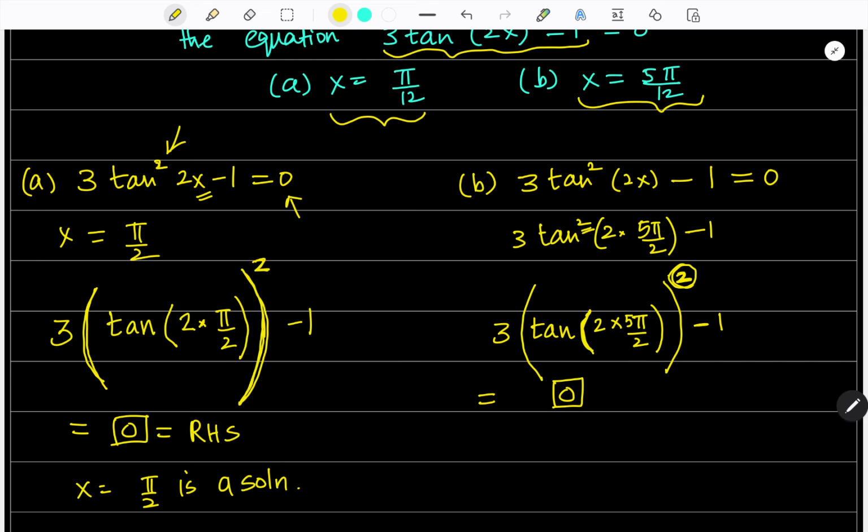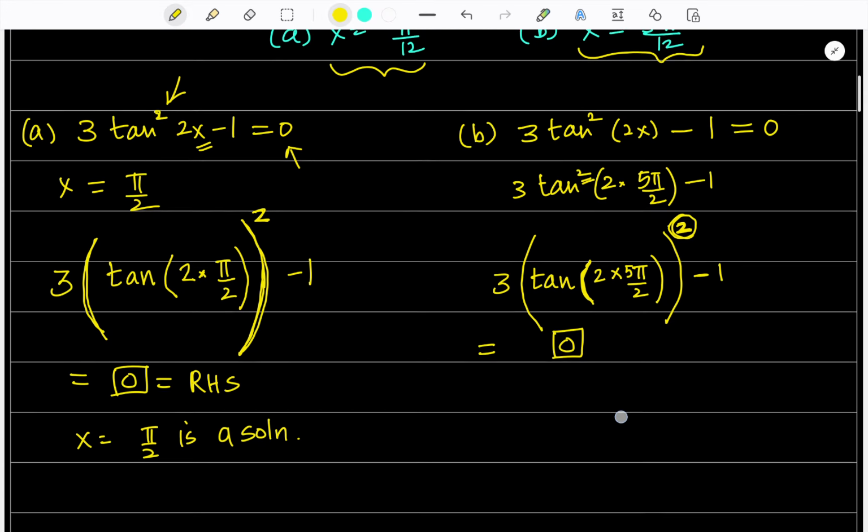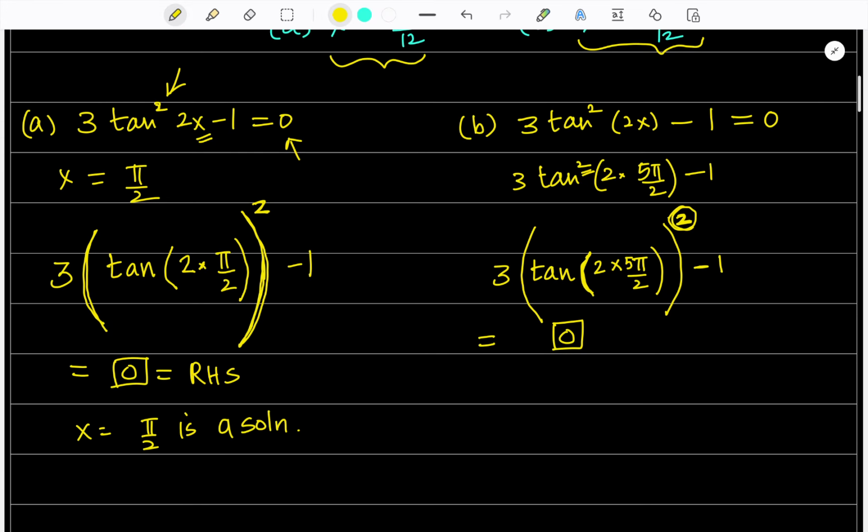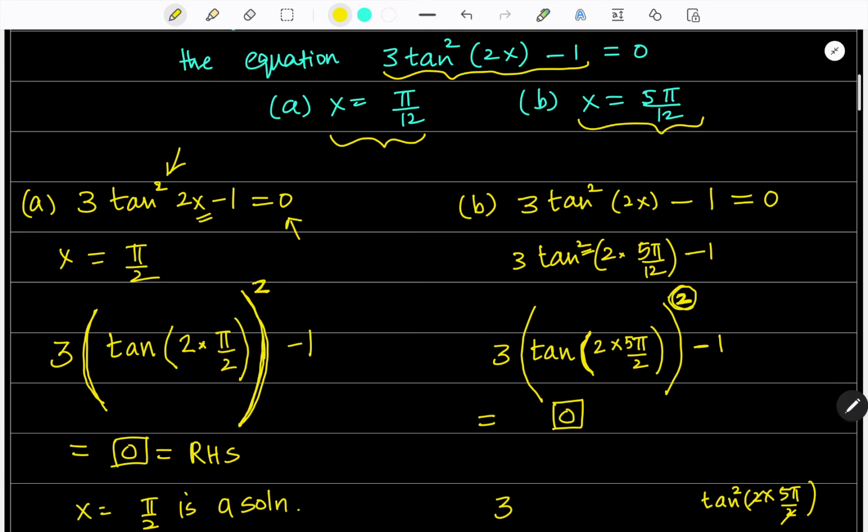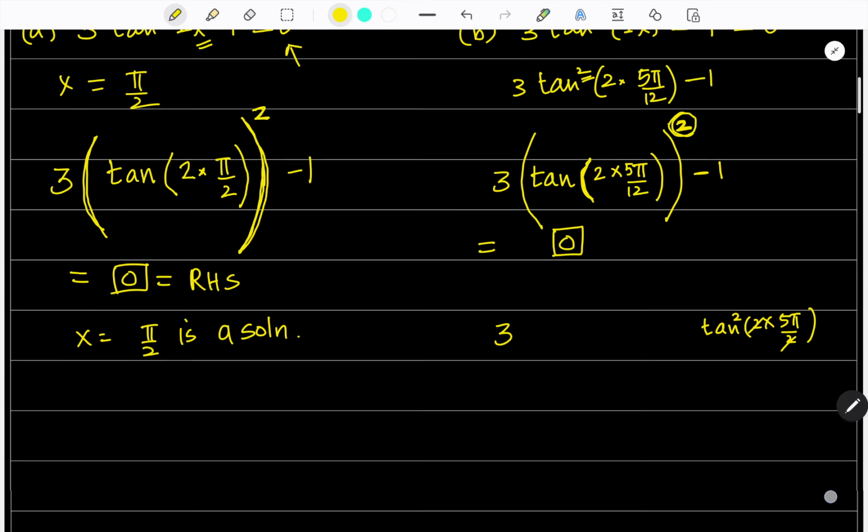Okay teacher, suppose I don't know how to put it in the calculator. If you don't know how to put it in the calculator, it's very easy. I'll tell you: 3, you just find this value separately. Tan square 2 into 2 times 5 pi by 2. The 2 gets cancelled. It is not 2, it is 12, sorry. It is 12. So it gets cancelled, you will get 6.